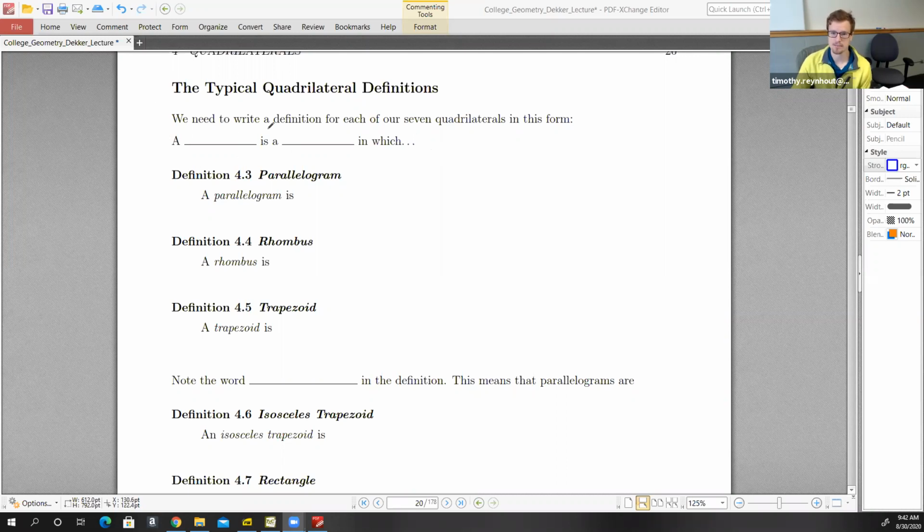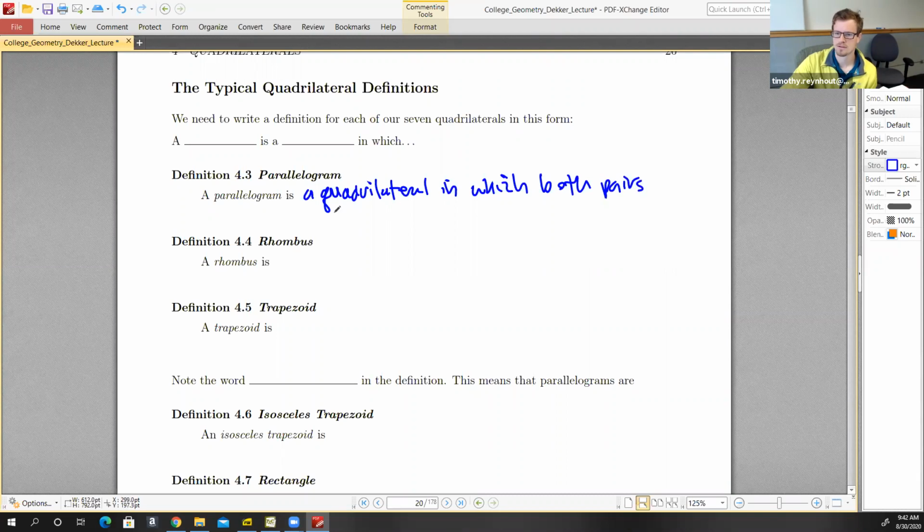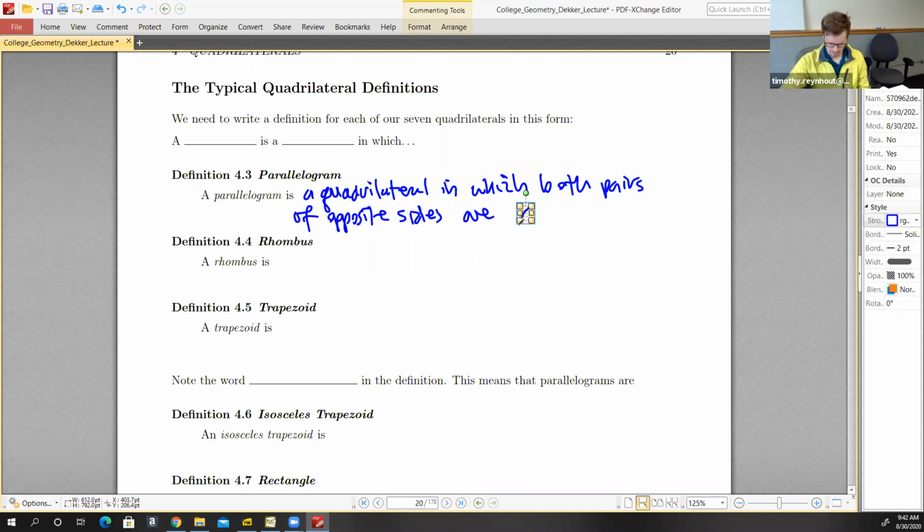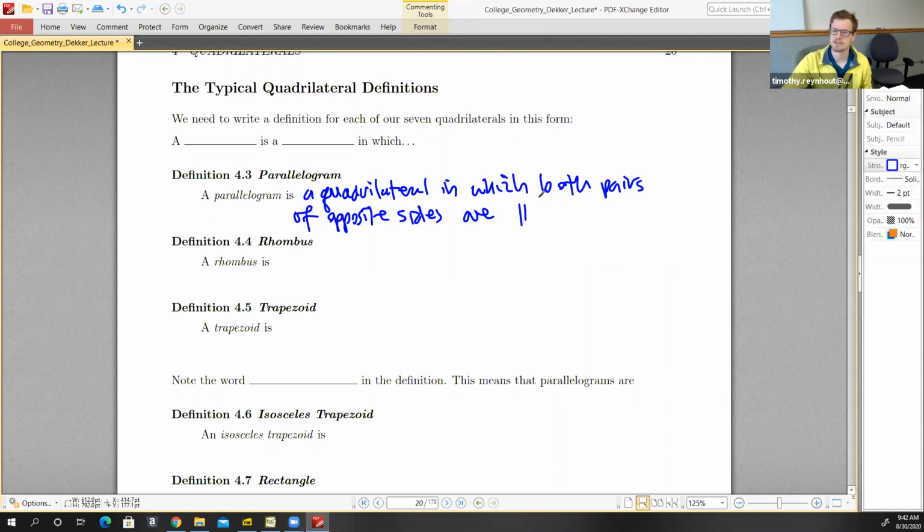A parallelogram is a what? Well, a parallelogram is a quadrilateral in which both pairs of opposite sides are parallel. Excellent. I'm going to use this notation for parallel to help us out a little bit. Give a nice little bit of shorthand.